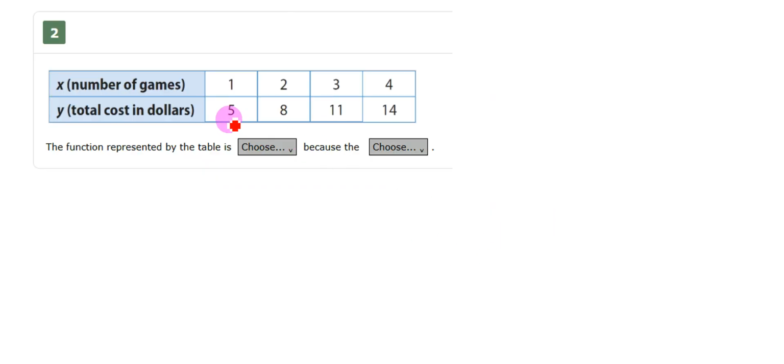We're going to look at these numbers and their differences. Pretty easy to see we're adding 3 every time. So 8 minus 5 is 3. 11 minus 8 is 3. 14 minus 11 is also 3. So this is linear because of the first differences.